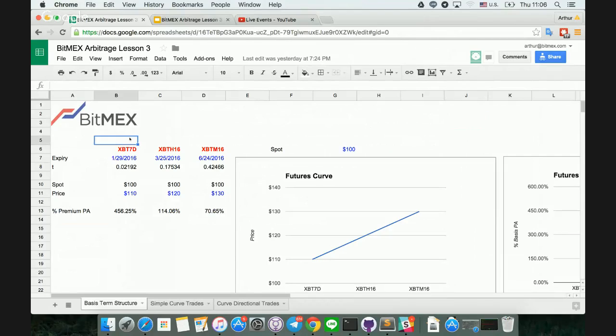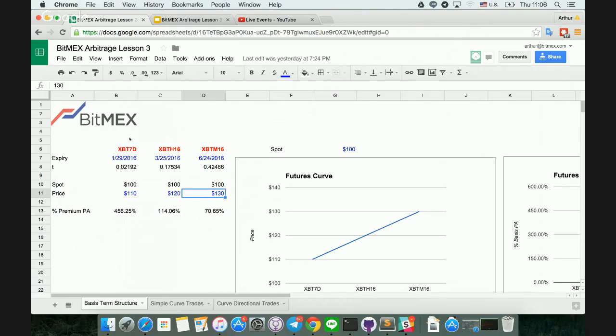Now I've given 3 futures contracts, a weekly, a quarterly, and a bi-quarterly. So we have a weekly, a March, and a June futures contract. Here are the expiry dates listed below, and we compute our T, or time component. We're using a spot price of 100, and then I just inputted some simple values.